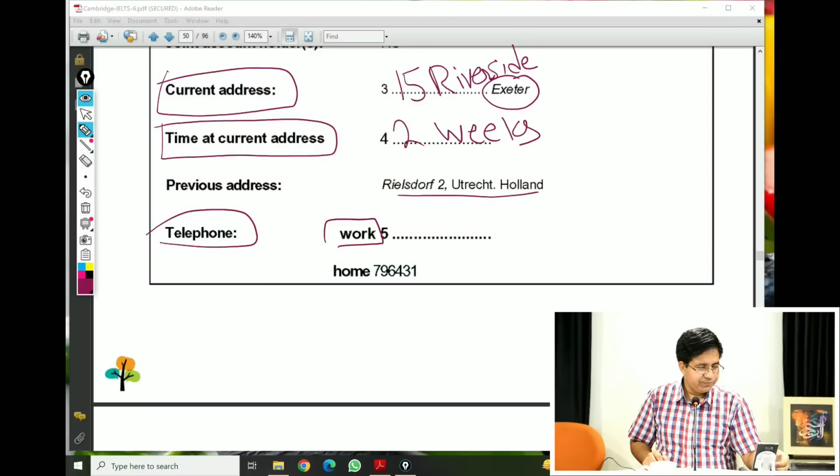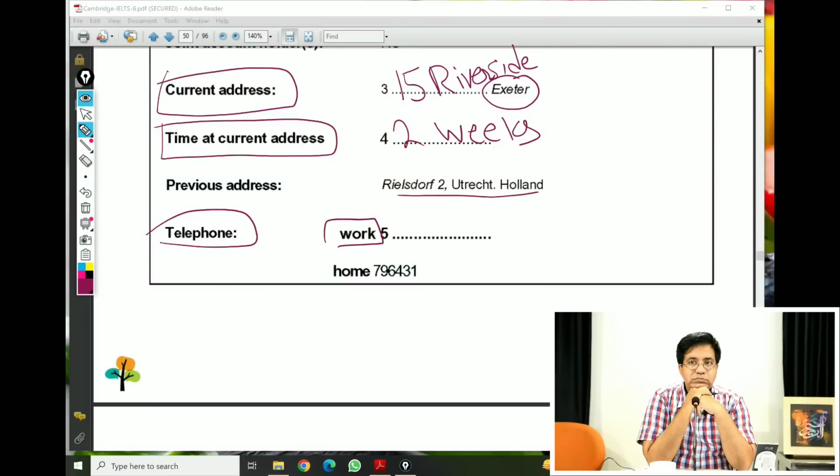So, work number. But we normally ask for a previous address in that case. Oh, yes. Well, it's Rielsdorf 2. That's R-I-E-L-S-D-O-R-F 2, Utrecht.